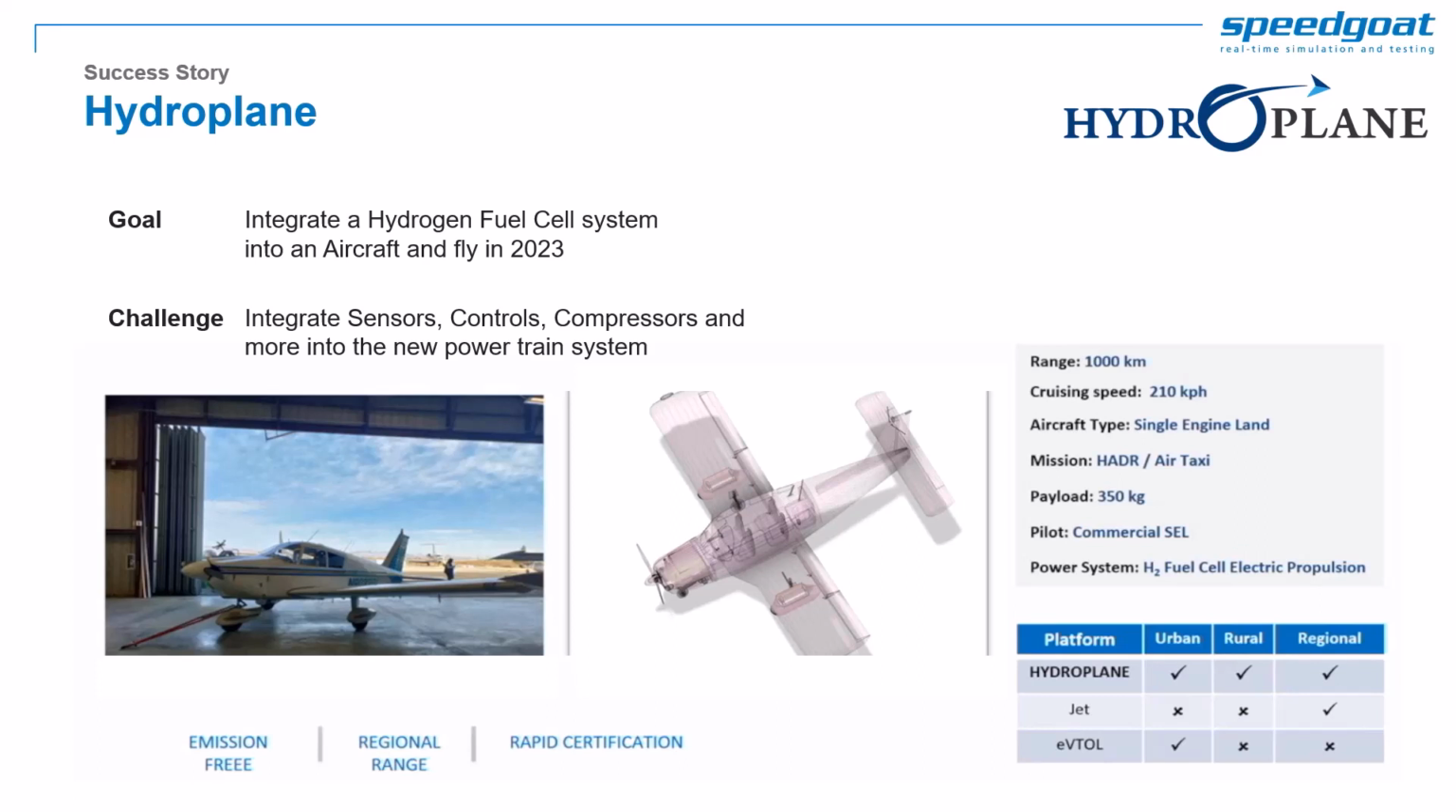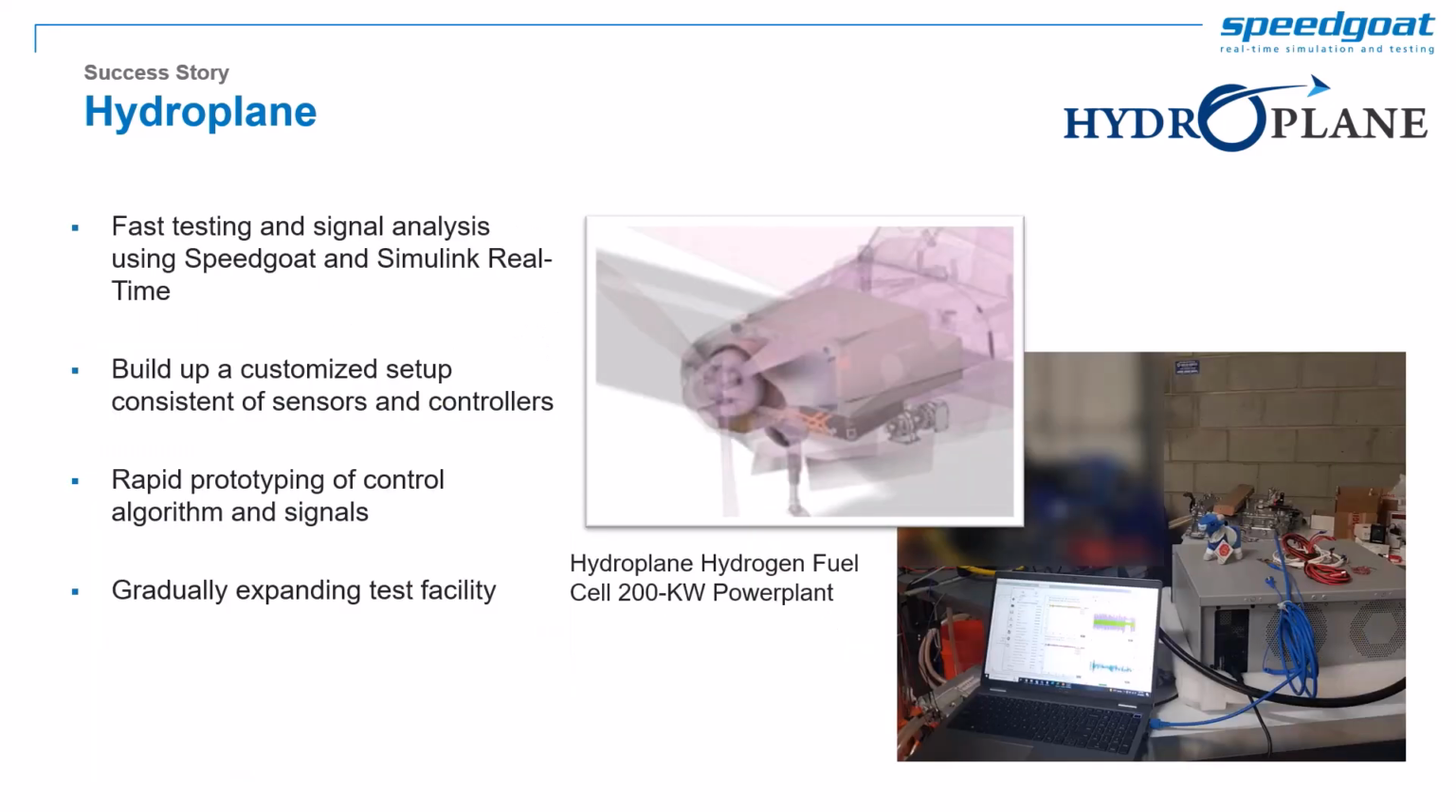In order to meet their ambitious goal, Hydroplane needs to integrate sensors, controls, compressors and more into their new powertrain system. Hydroplane decided to use Speedgoat to analyze signals quickly and test their system. This allows them to build up their test setup quickly and gradually expand it as they progress in their project.